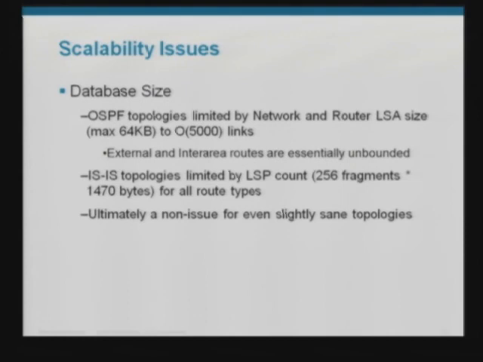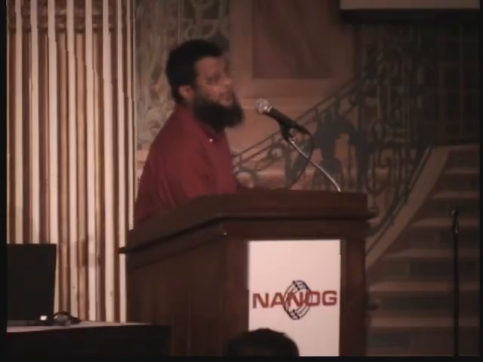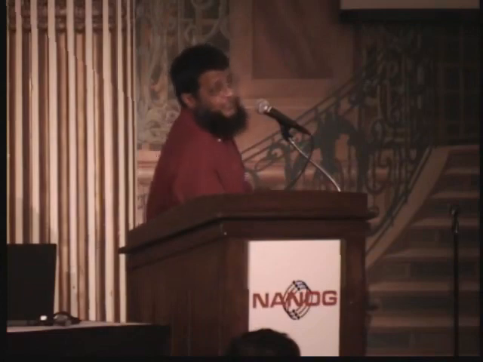So that is basically a limitation, but any sane network will not have 5,000 links, 5,000 neighbors in one single router. Even though this is a limitation, I wouldn't really call it a limitation because it's not the right thing to do anyway.